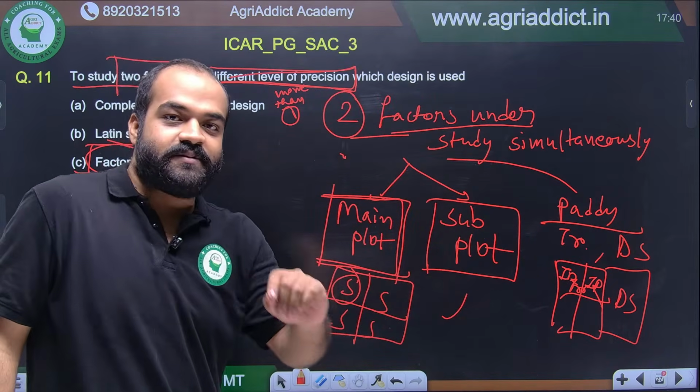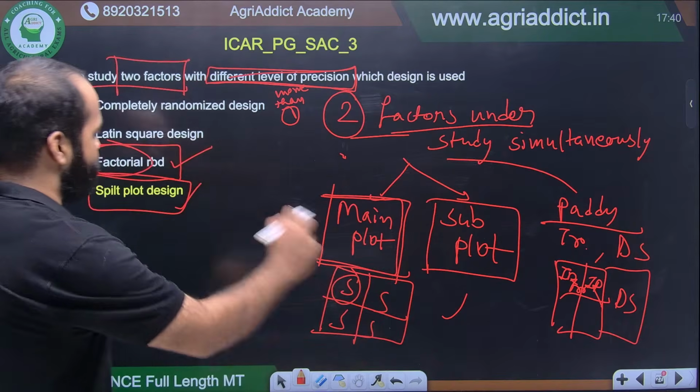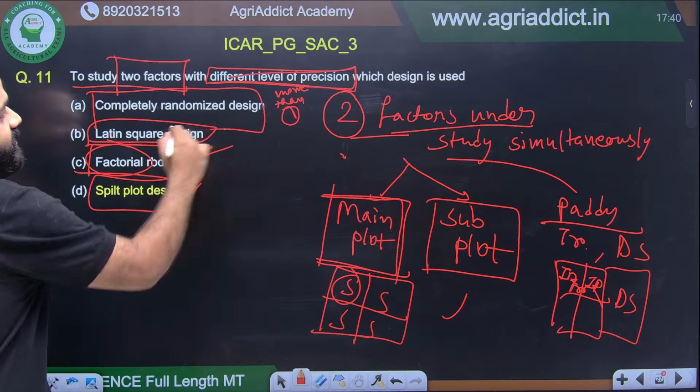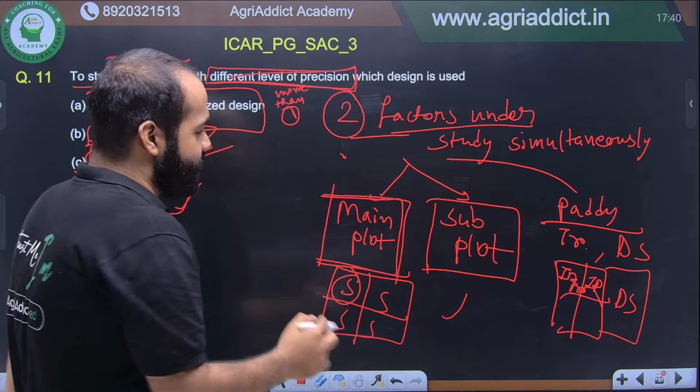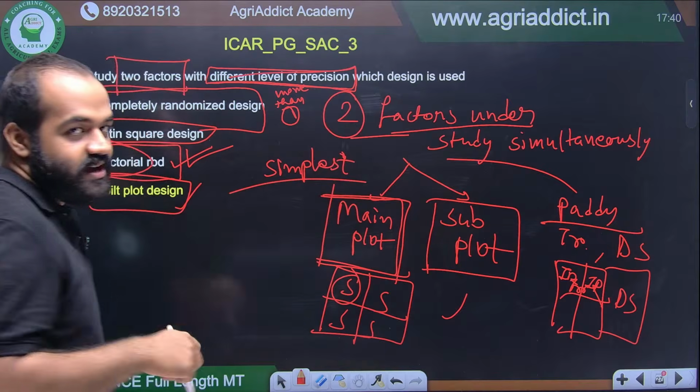और दोनों का अगर प्रिसिशन हमें सेम चाहिए, we cannot compromise on precision of a factor, then we have to go for factorial RBD. Or Latin square or CRD, I don't think I need to tell. These are basic designs. CRD, you know, it is the simplest design, जिसमें ना कोई replication है, ना कोई repetition है, कुछ नहीं है, only treatments.